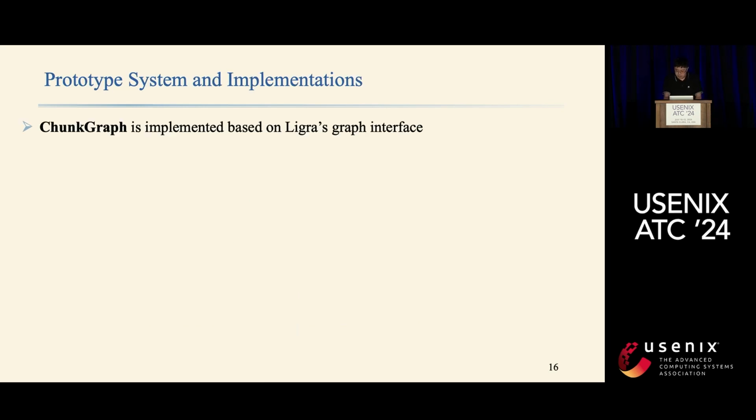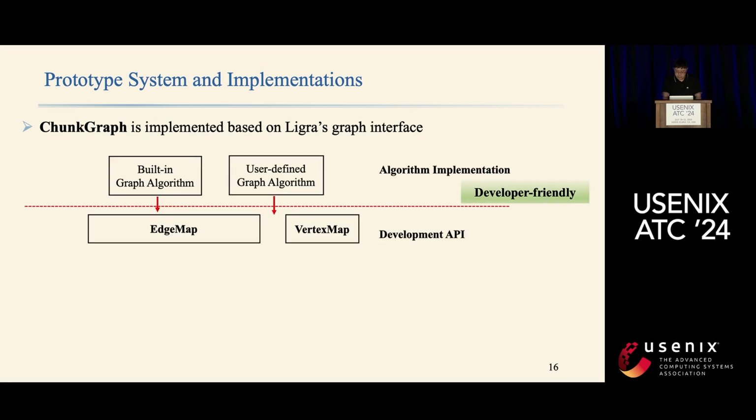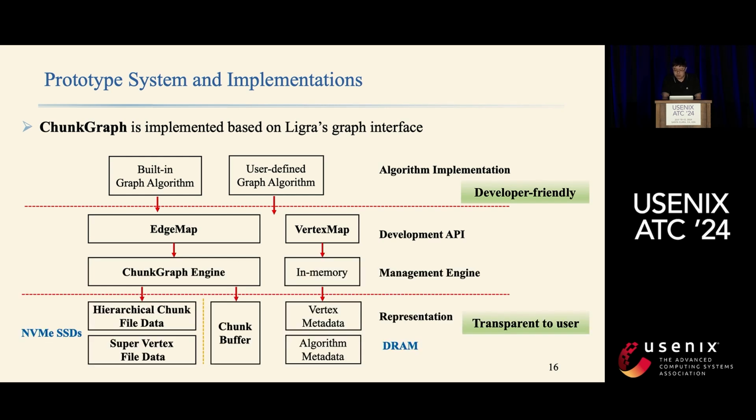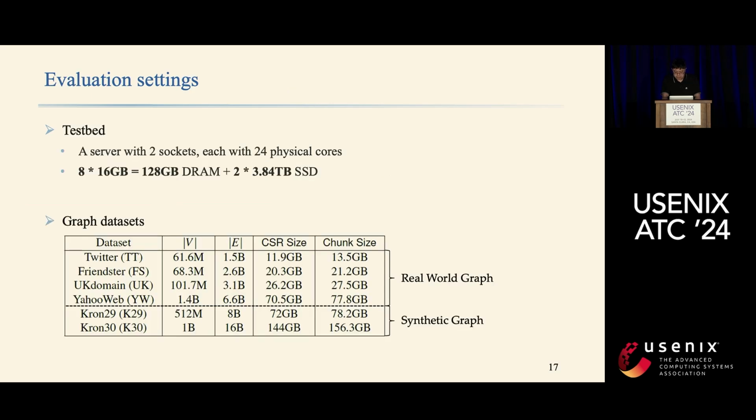ChunkGraph is implemented based on the Ligra graph interface, vertex map, and edge map. It's easy for users to implement their own algorithm. Our ChunkGraph engine manages I/O between memory and disk, and is totally transparent to users.